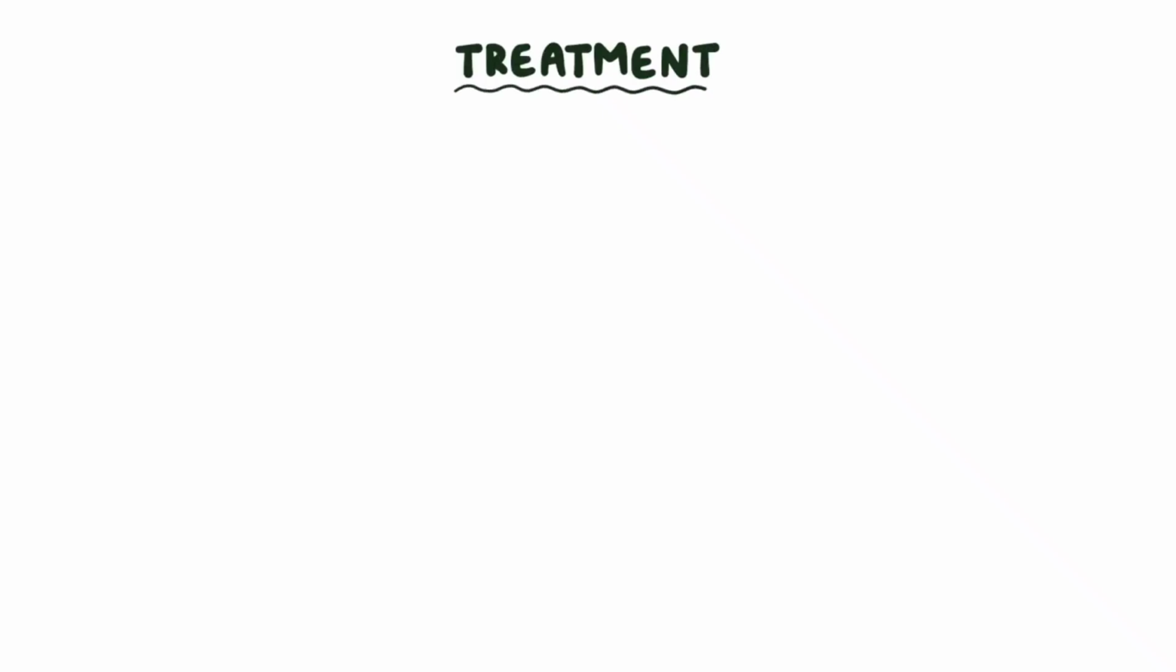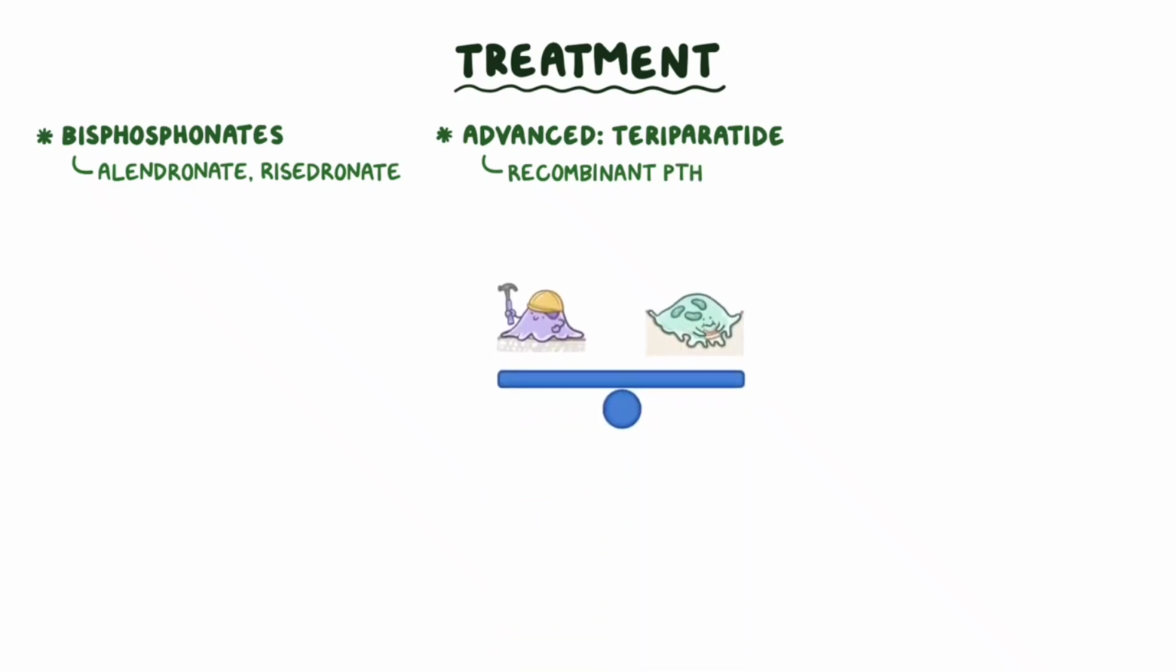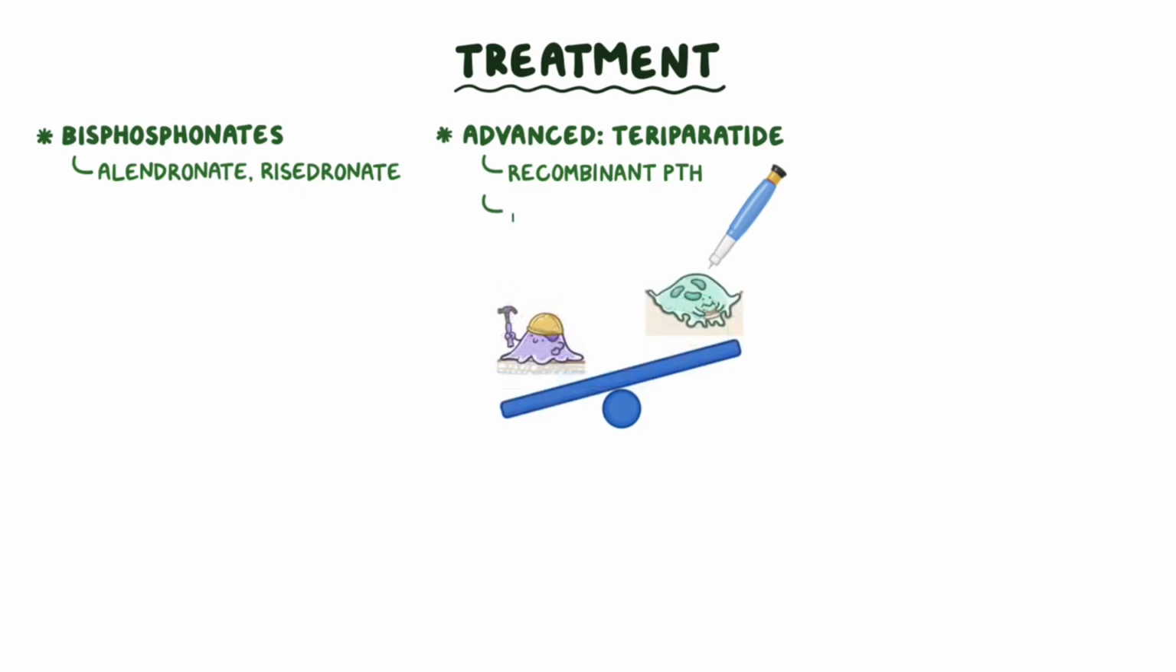Treatment for osteoporosis usually relies on bisphosphonate drugs, like alendronate and risedronate. If osteoporosis is really advanced, teriparatide, a recombinant parathyroid hormone, can be used. Now, even though parathyroid hormone stimulates bone resorption, it's been found that intermittent injections with teriparatide activate osteoblasts more than osteoclasts, therefore increasing bone formation.